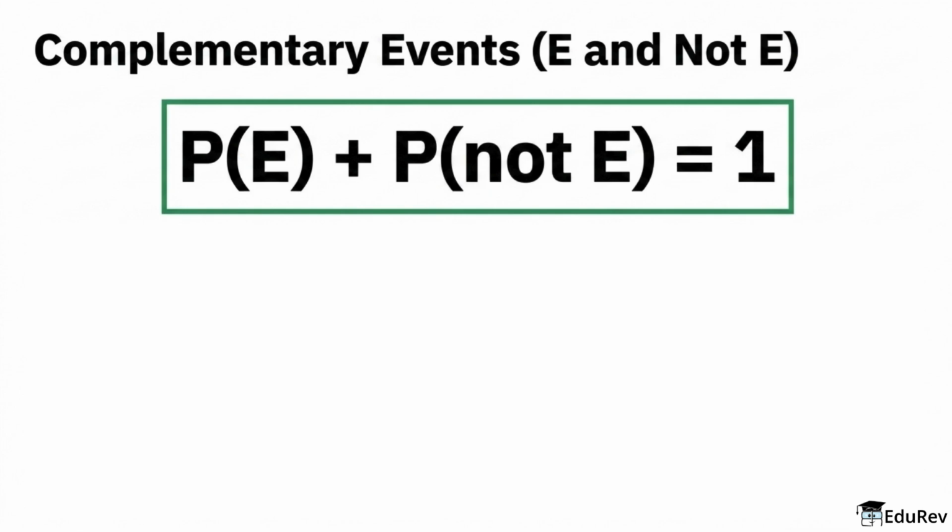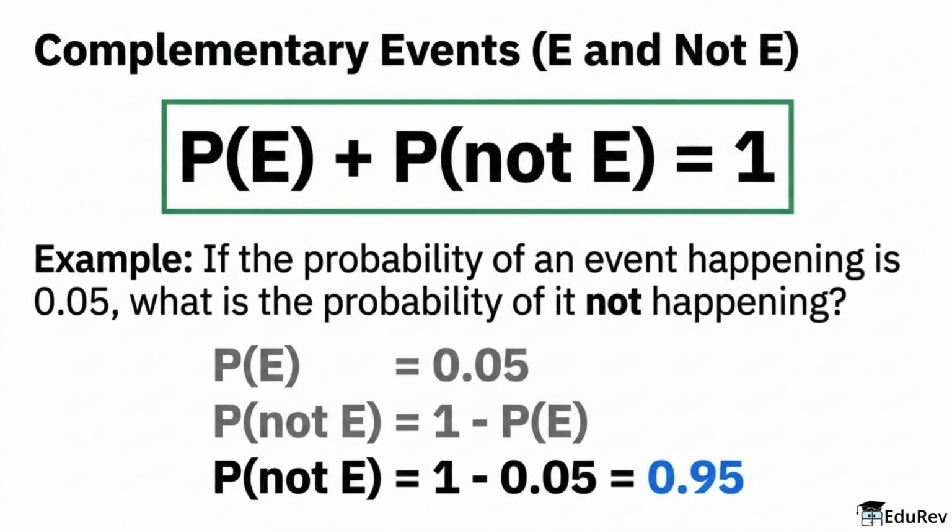These are called complementary events. The rule is that the probability of an event plus the probability of that event not happening always equals 1. Let's look at an example. If the probability of an event happening is 0.05, what is the probability of it not happening? We simply subtract 0.05 from 1, giving us a 0.95 probability that it will not happen.